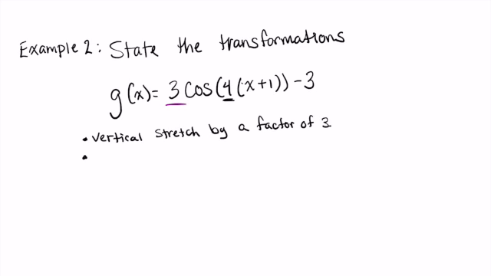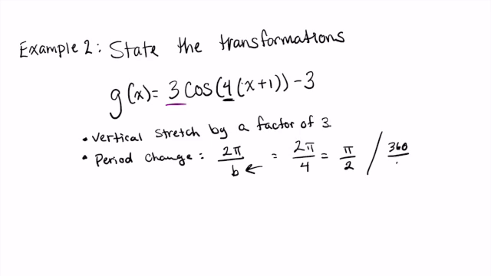Next, I look right here. We have a period change because the value of B is no longer 1. In order to find the period change, I have to take the value of B and place it underneath 2 pi. So I have 2 pi over 4, which simplifies to pi over 2, right? Now, if you're working within degrees, maybe you have 360 over 4. Again, that's going to give me 90. So I have a period change of 90 degrees if I'm in degrees, or pi over 2 radians if I'm in radians. So not too terrible.